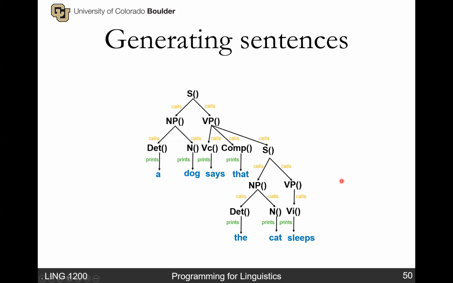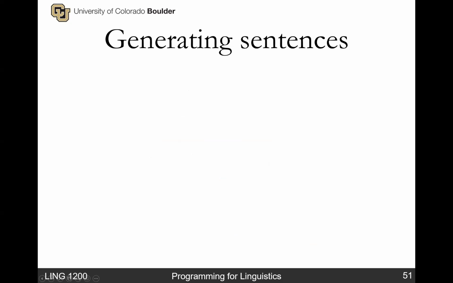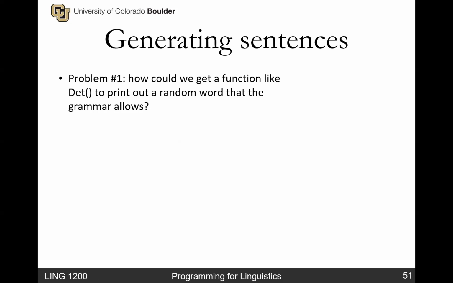There's a couple of issues here though. There's a couple of things that we need to do that we don't have the tools yet to do in Python. So let's look at these problems. So the first problem is, how can we get a function like determiner to print out a random word? So we have either a or the. It would not be correct to print out both of them. We need to pick one of them.